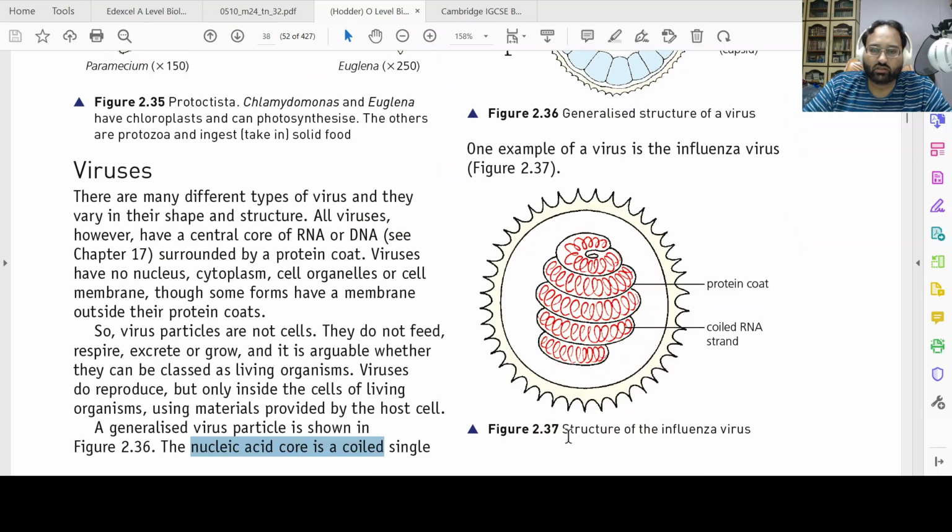This over here, figure 2.37, is an example. It's the structure of the influenza virus, right? So you've got the coiled RNA strand inside, and the border, like the black border lines that you see over here, that's the protein coat, right? And this circular spiky thing all around, that's probably the membrane.